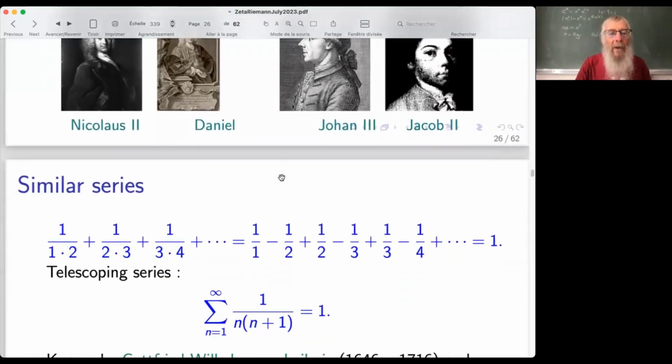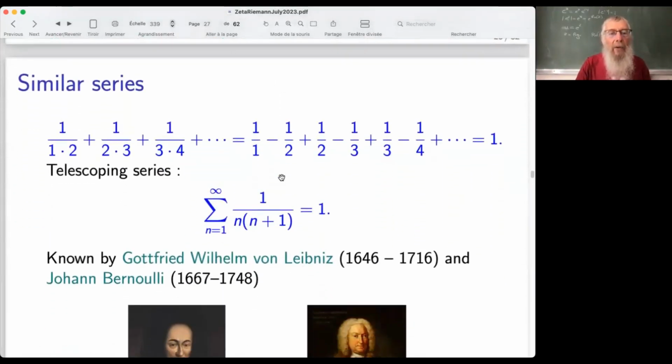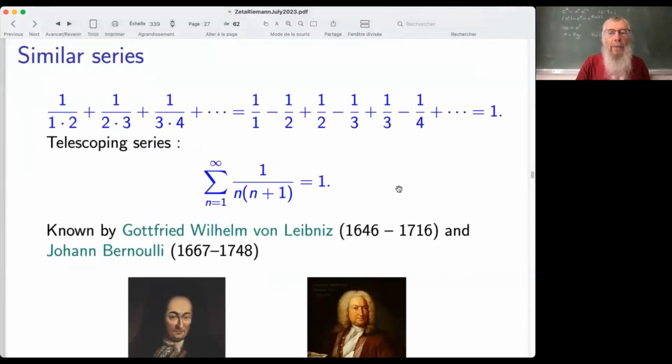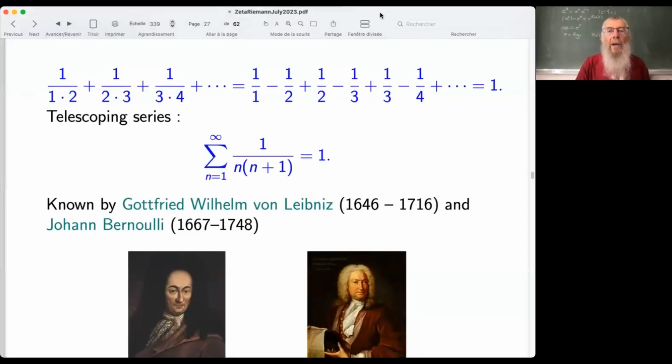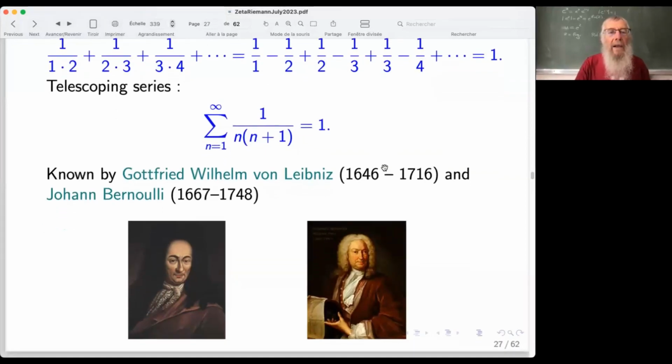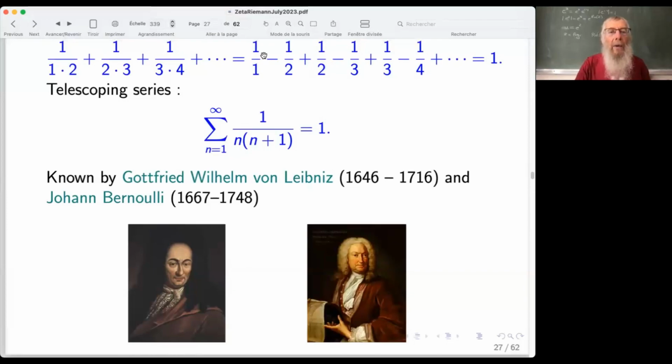So when the Bernoullis tried to find these values, there were similar series which were known. In particular, if you take the series 1 over 1 times 2, plus 1 over 2 times 3, plus 1 over 3 times 4, you can replace 1 over 1 times 2 by 1 minus 1 half. 1 over 2 times 3, you can replace by 1 half minus 1 third, and so on. And we have seen that this gives log 2.